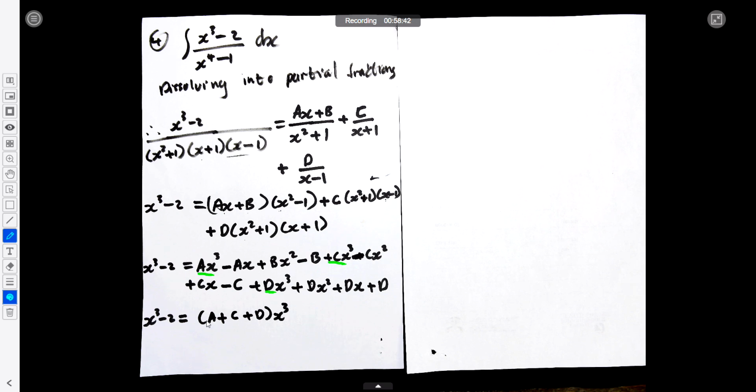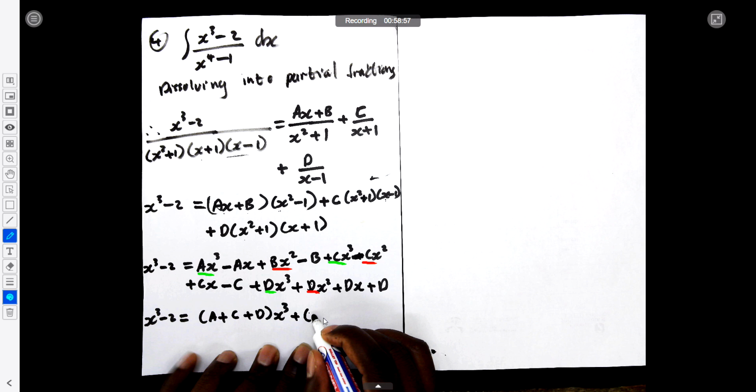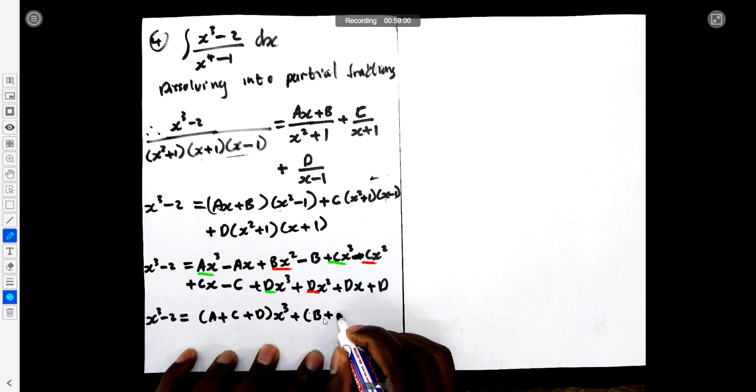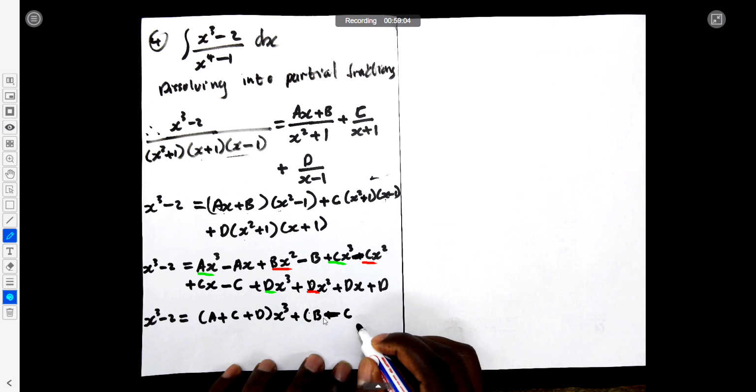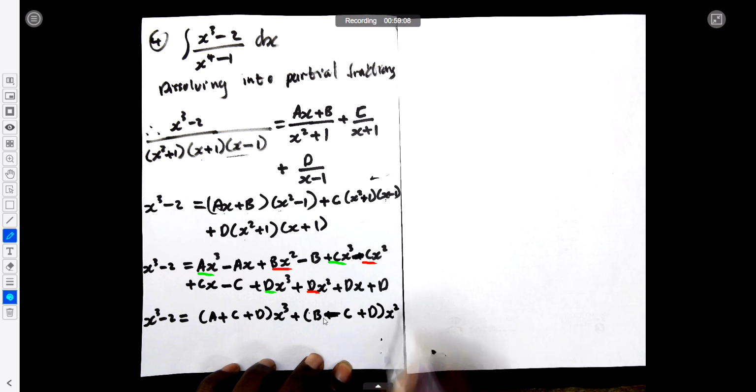Then let's group the ones with squares. B, minus C there, and D. So we group them together. So we have B plus, let's set minus C, and plus D. It's x squared.